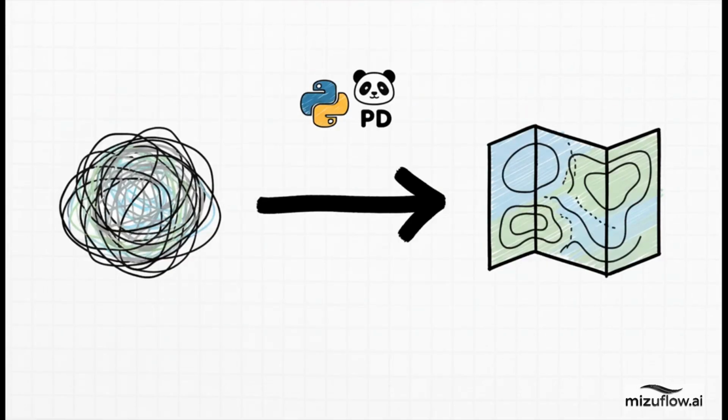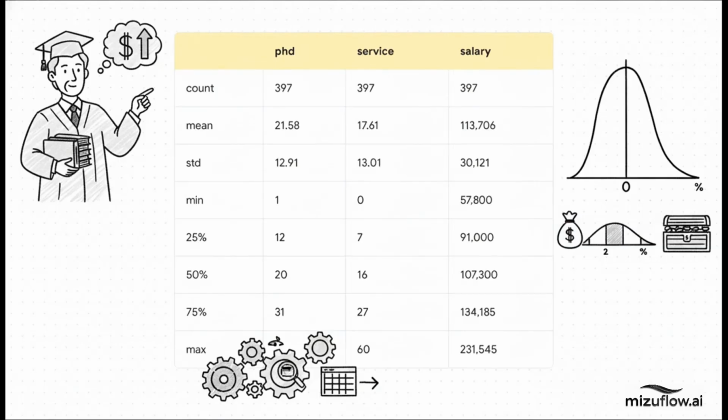And here is the absolutely beautiful part. If you're using the Pandas library in Python, getting this entire map is as easy as typing one single command, df.describe. That is it. Seriously, you just point it at your data, and boom, you get an instant summary of all the key features. And check this out. Here's what it looks like in action.